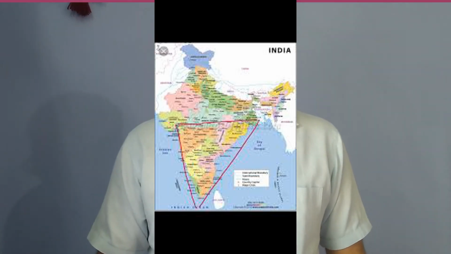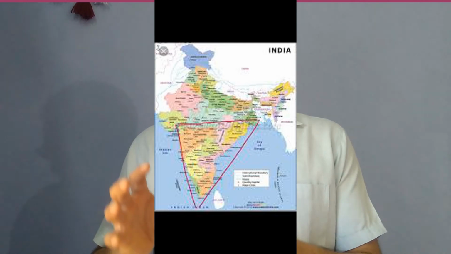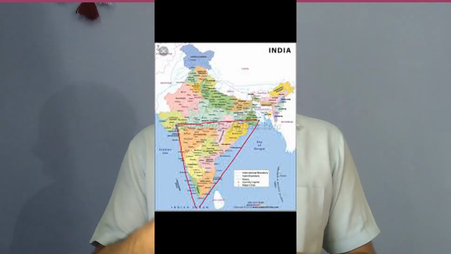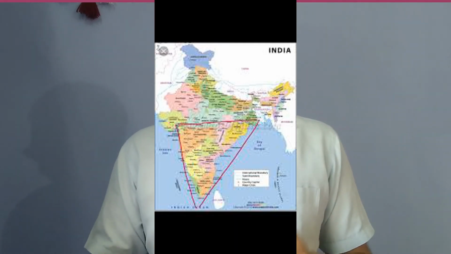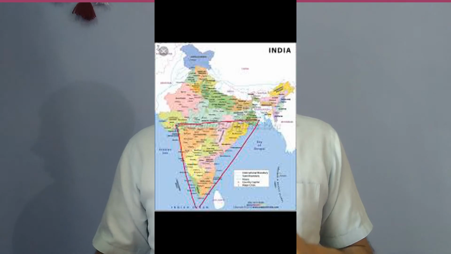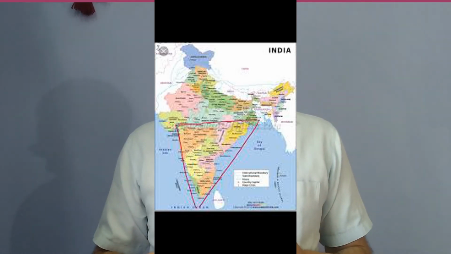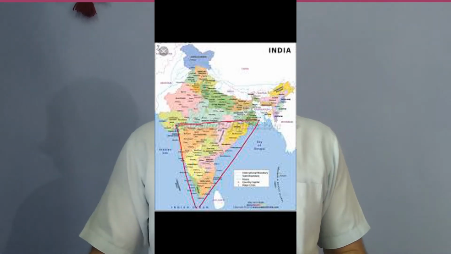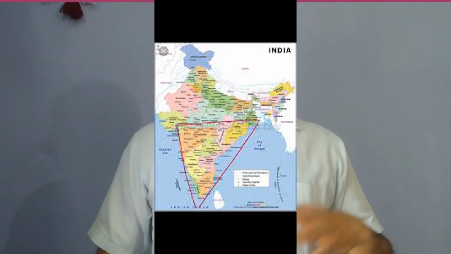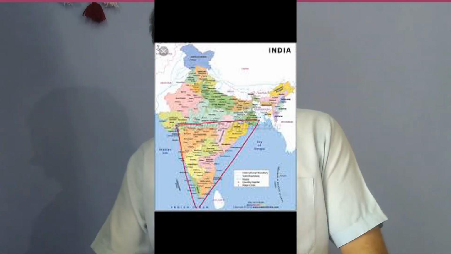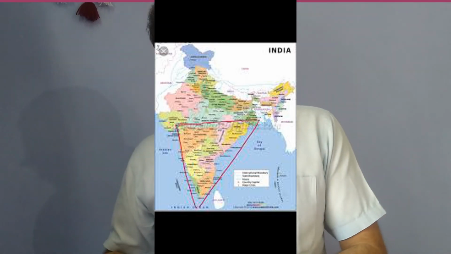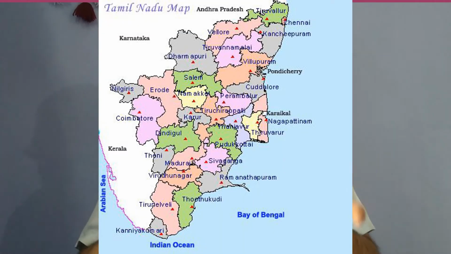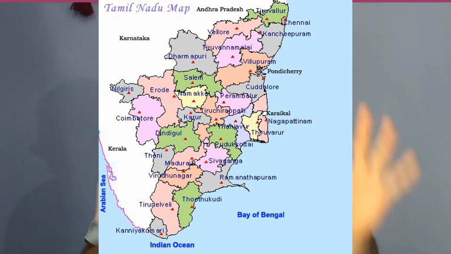The land which is surrounded by ocean on three sides is called a peninsula, and the southern part of India is peninsular India. It divides the water bodies into two parts: on one side the Bay of Bengal in the east, and in the west the Arabian Sea. In the south there is the Indian Ocean, and where all these three water bodies meet is known as Kanyakumari.